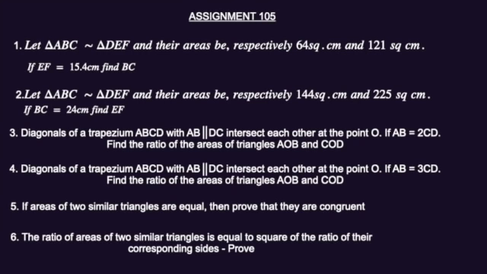Fifth one, if areas of two similar triangles are equal, then prove that they are congruent. Sixth one is the theorem: the ratio of areas of two similar triangles is equal to the square of the ratio of their corresponding sides. Prove. Thank you.